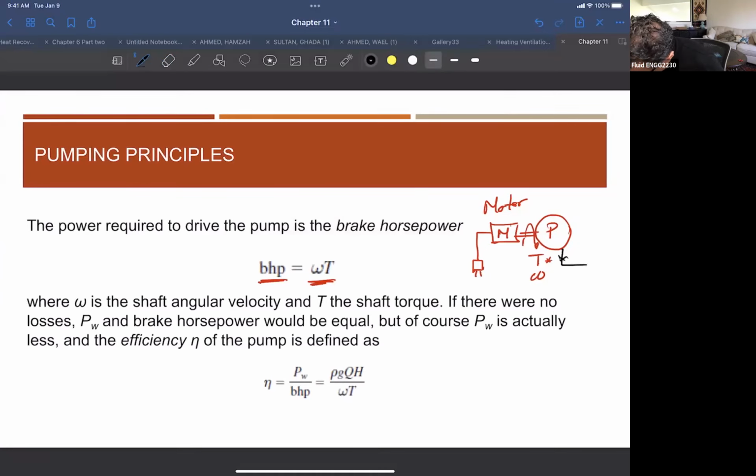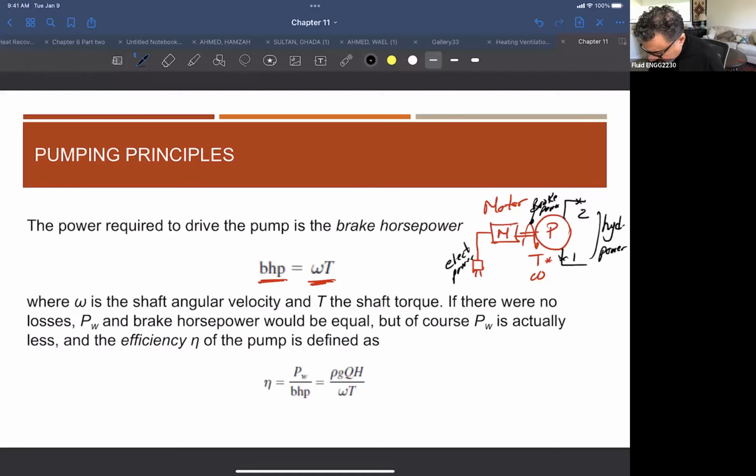And the pump is going to be driving a fluid from point 1 to point 2. So here, electrical motor, electrical power. This is brake power. And here is hydraulic power. You'll see here how this power is converted from the electrical side to the hydraulic side of the thing, right?